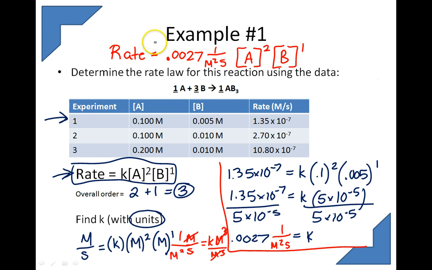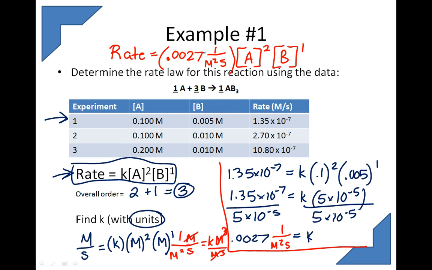And the usefulness of this is that based on our experimental data, we can predict what the rate would be at any combination of A's concentration and B's concentration. Your teacher may prefer you to keep the K values separate and just write K in the expression. Talk to your teacher to see what they prefer.